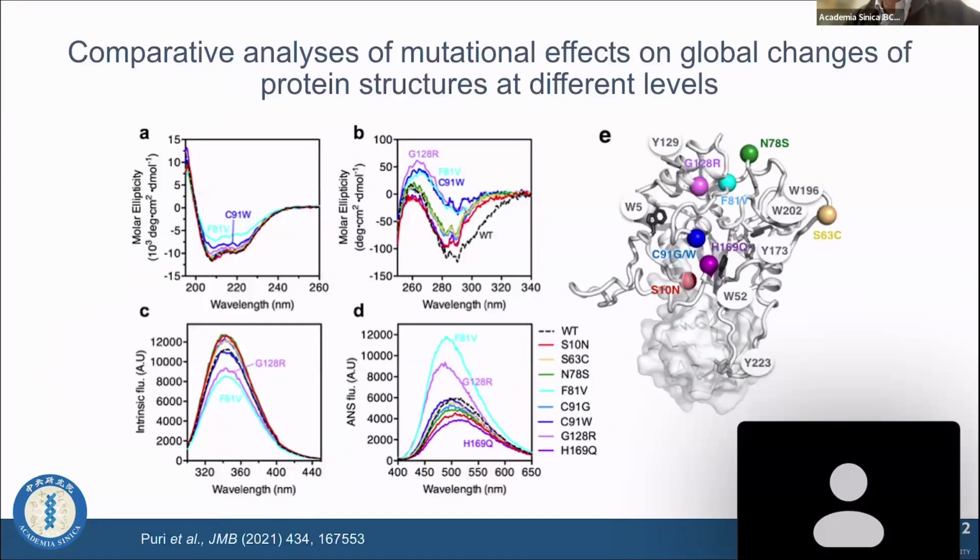Here is one example. We have a knotty protein, BAP1. It is important in many cancer diseases. There are many naturally observed mutations. We can see that some of the mutations would change the fluorescence property or the near UV CD spectra. But in general, the far UV signals are comparable, meaning that the secondary structures are preserved, but the compactness of the protein may differ quite significantly. And that has some functional ramification in terms of the biological readouts.